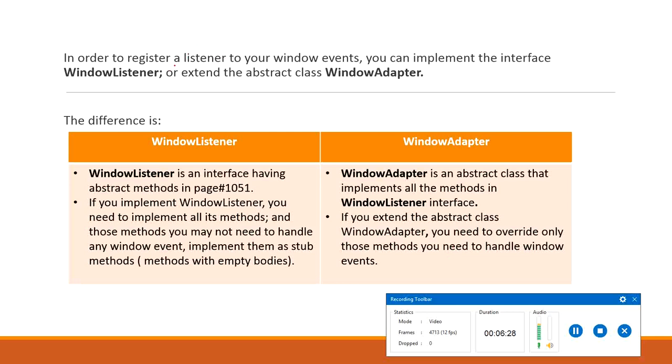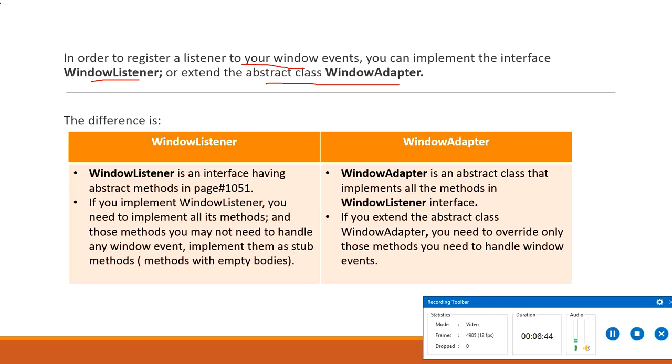In order to register a listener to your window events, you have 2 methods. Either you can implement the WindowListener interface, or you can extend the abstract class WindowAdapter. So we can use 2 ways. Either we can implement the interface WindowListener, or we can extend the abstract class which is WindowAdapter.